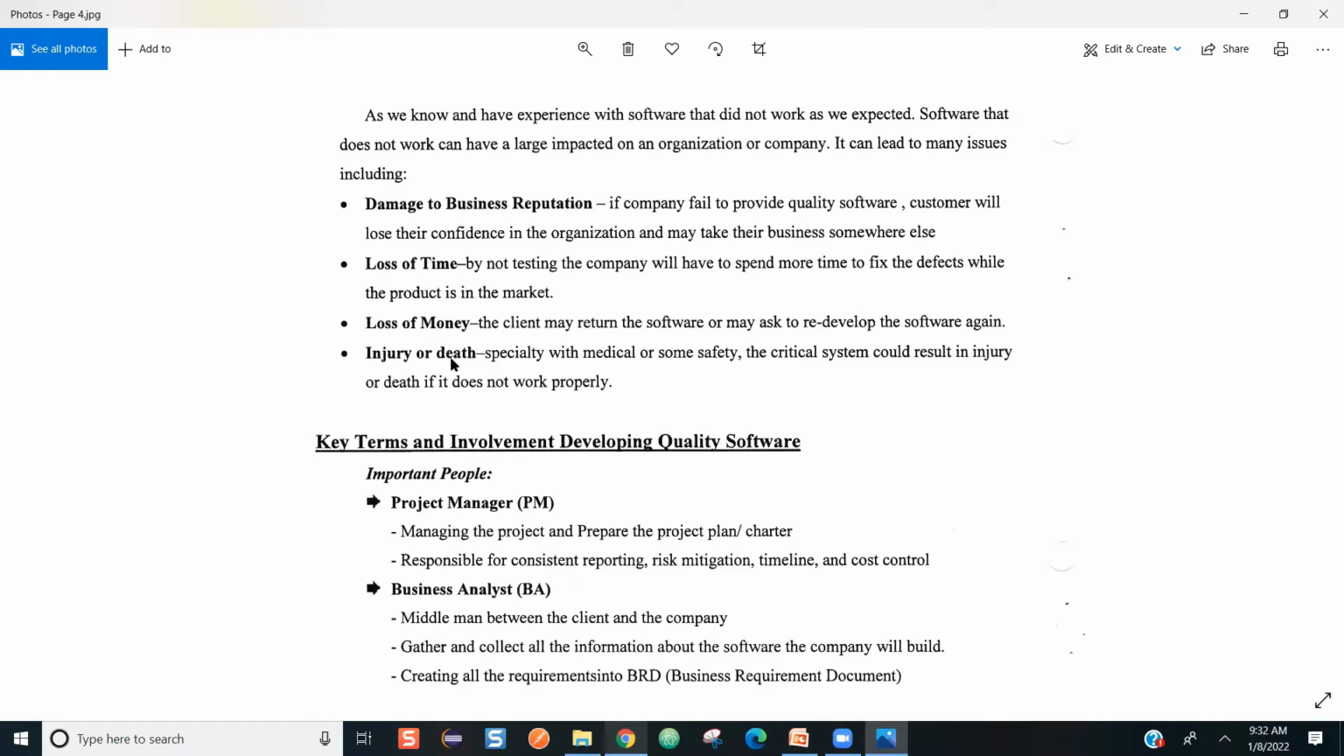Software testing is important. You may lose business reputation, time, money, or there could be injury or death. For example, if you don't test the traffic light control software, there are many chances of accidents. Nowadays there is a lot of software for medical operations. If that software is not defect-free, there is a chance of death. And airlines use so much software for airplanes, so based on software defects, there is a chance of many injuries and deaths. So these are the key points if somebody asks why we do software testing.